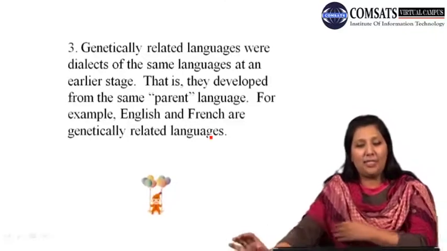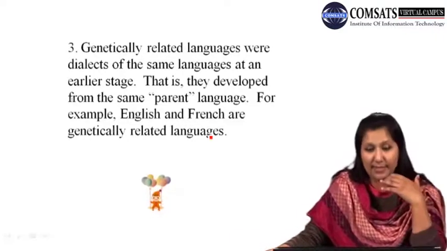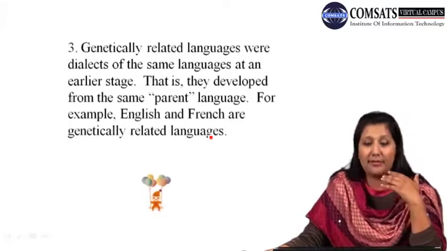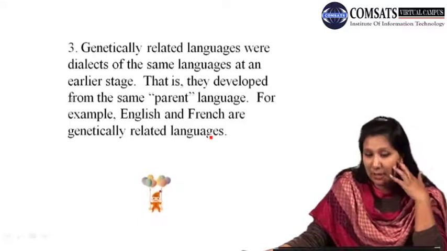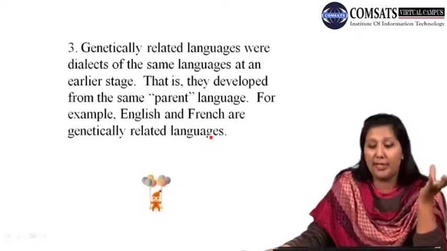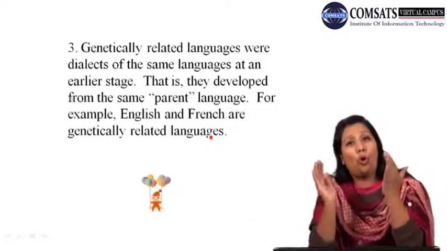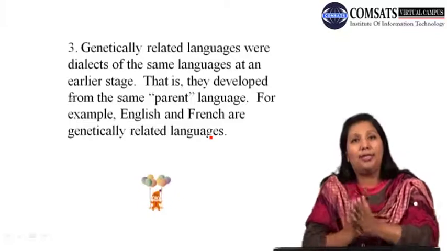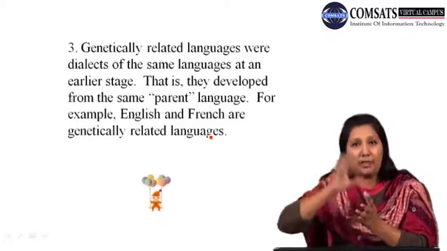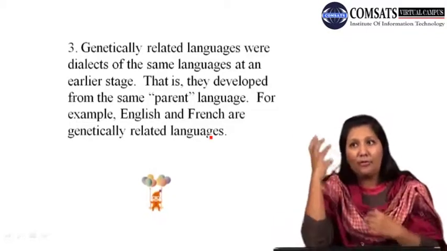Genetically related languages were dialects of the same language at an earlier stage. That is, they developed from the same parent language. For example, English and French are genetically related languages. Yes, we have come to the conclusion that all the languages of the world have come from the same branch. They have risen from the same roots.